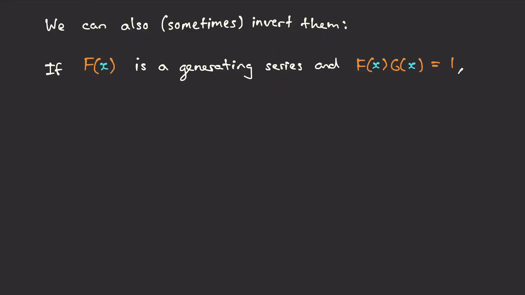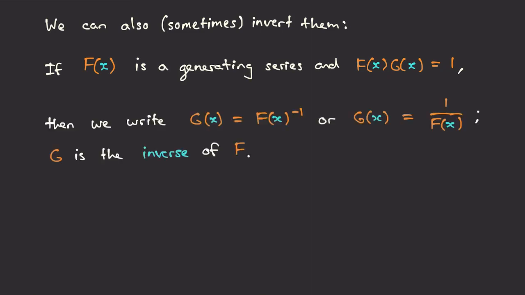Earlier, we saw a pair of generating series whose product was 1. It's useful to have some terminology for this. If f is a generating series, and g is another generating series so that f times g is equal to the generating series 1, then we write that g of x is the inverse of f of x, or g of x equals 1 over f of x. The example we saw earlier is that the series 1 plus x plus x squared and so on is equal to the inverse of the series 1 minus x.